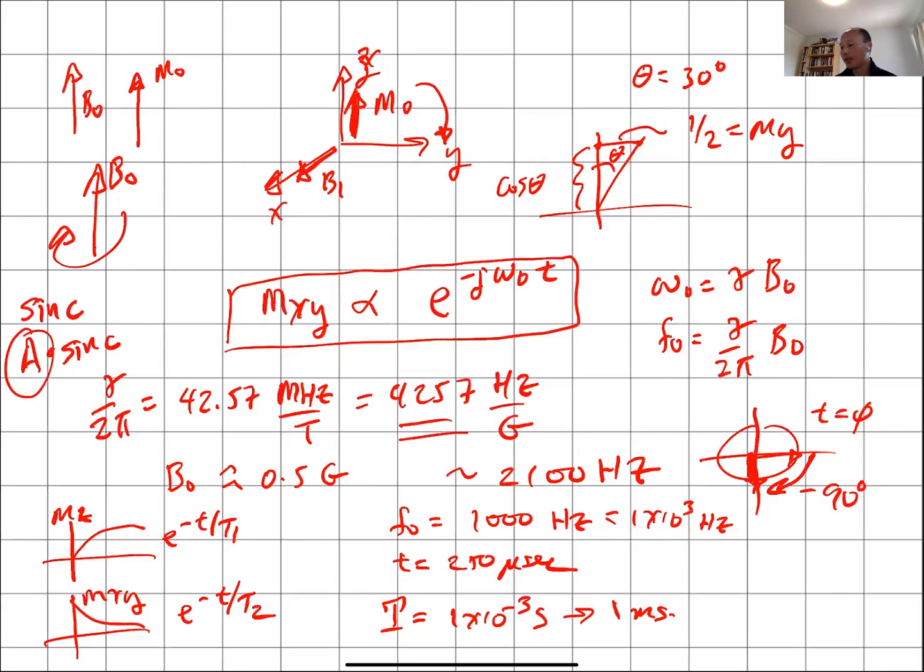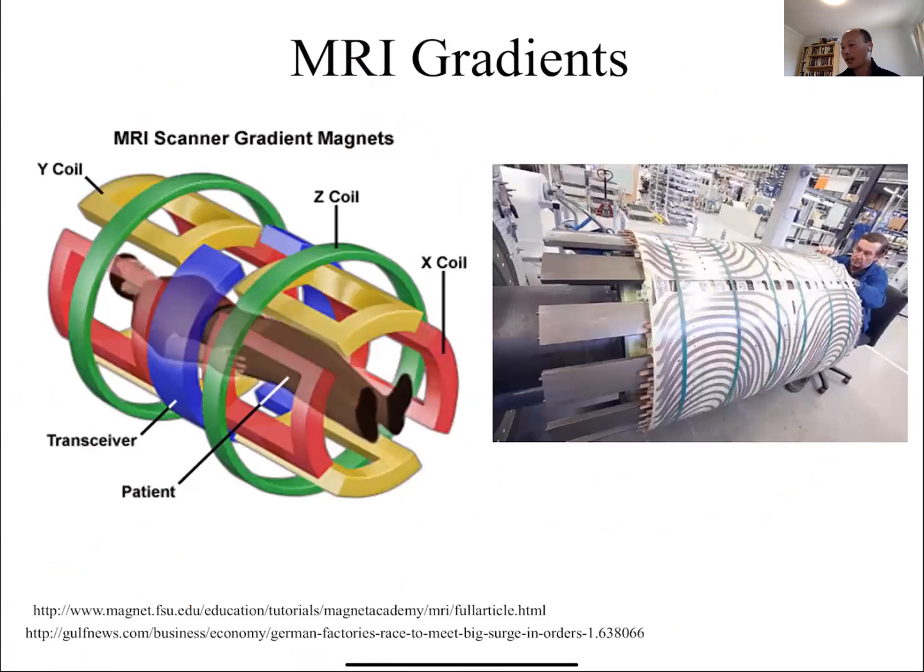Okay, let's move on then, if there are no other questions. So today we're going to talk about the MRI gradients. This is just to remind you that we're going to have an X gradient, a Y gradient, and a Z gradient. And this is what a gradient coil looks like. Here you're seeing basically the X and Y gradient coil patterns.